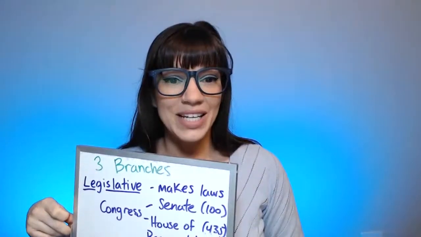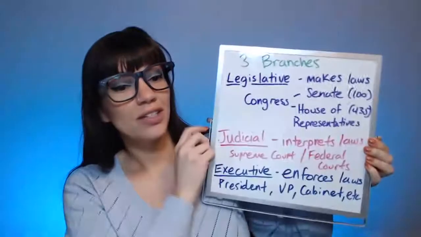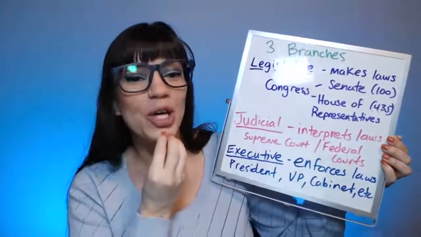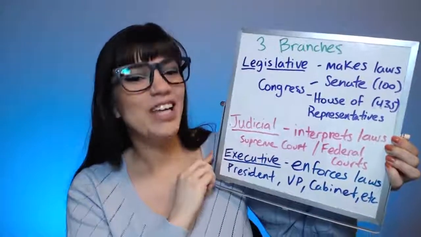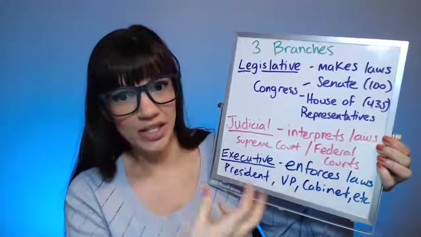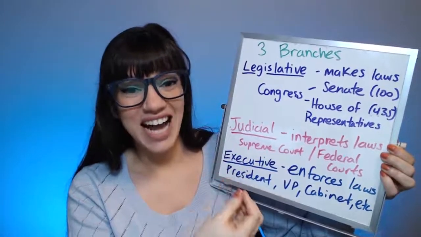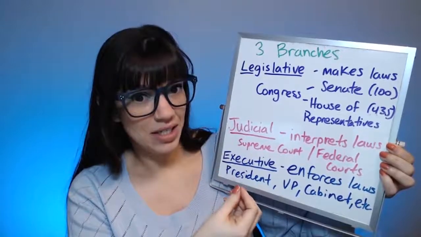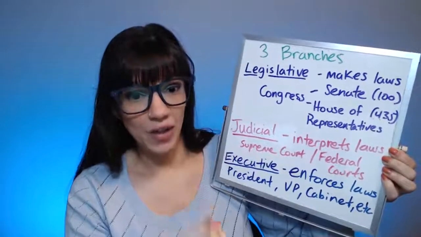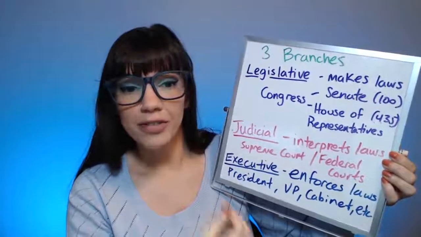Okay, so next up we have the judicial branch. The judicial branch, that's a mouthful, judicial branch interprets the laws or evaluates the laws. So in the Supreme Court, there are 9 judges called justices, and this is the highest court in the US, the Supreme Court. The judicial branch also includes other federal courts.